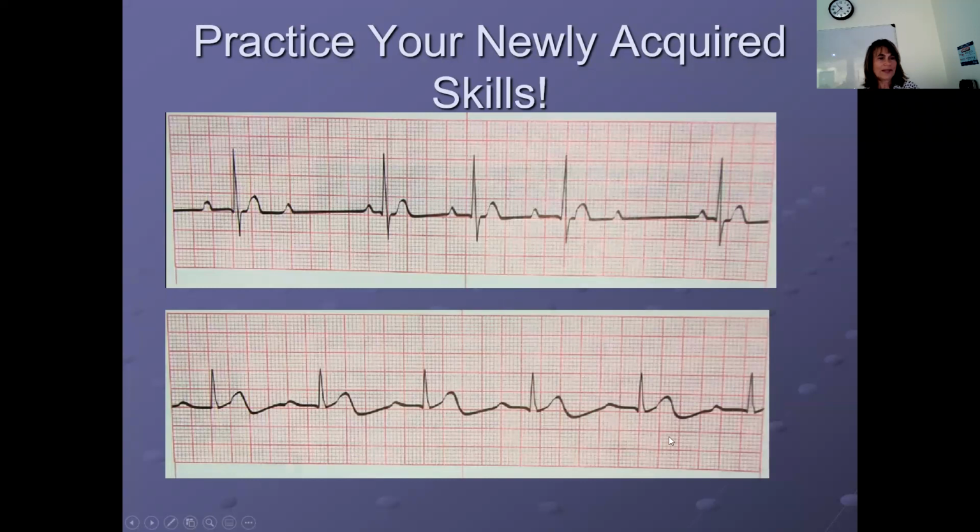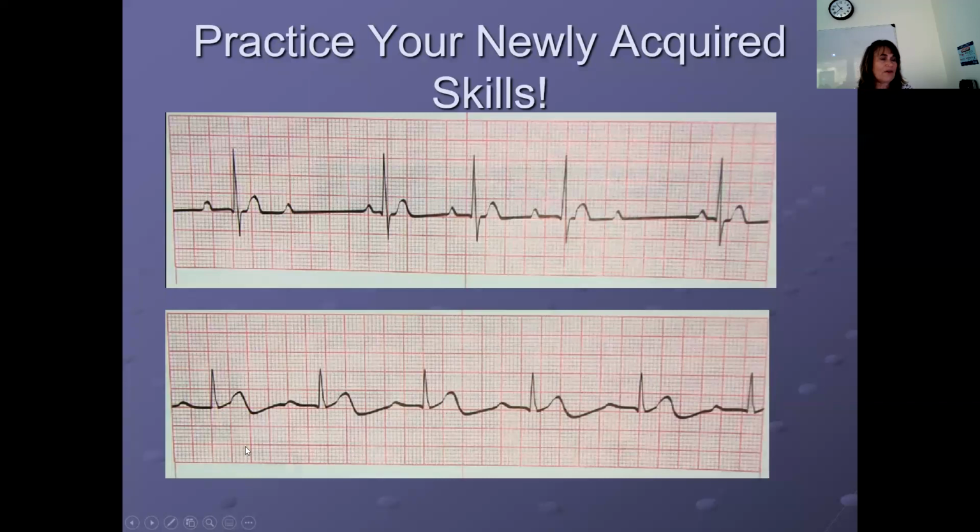All right, look at the one at the bottom. Can you find the P waves? They almost look like the ocean on a really calm day. It's not super obvious, but they're there. This one is an obvious P wave. This is a P wave. Here's a P wave. So there is a P wave before each QRS.